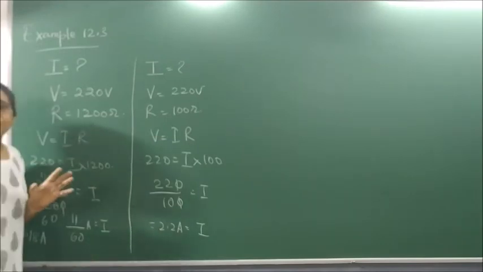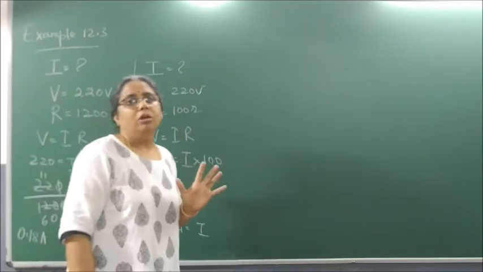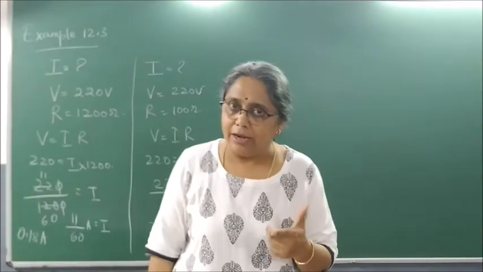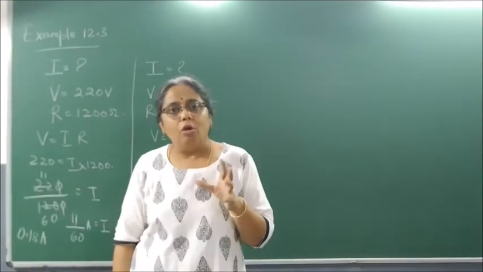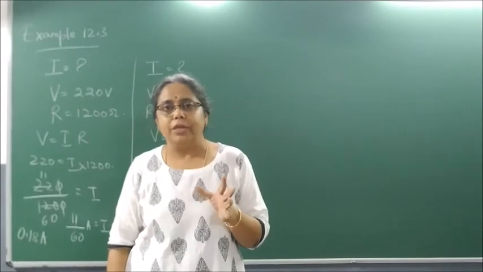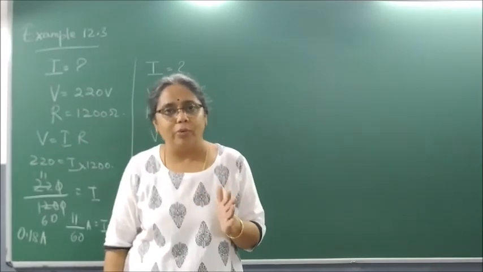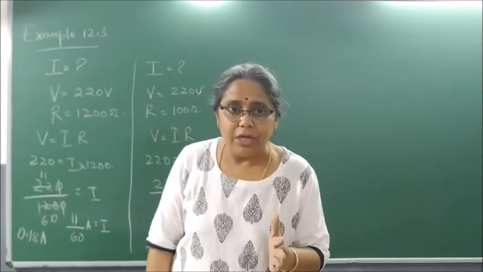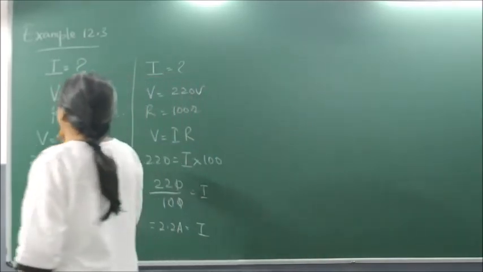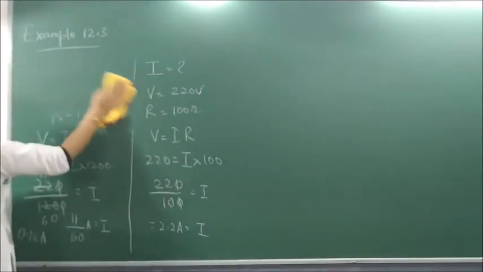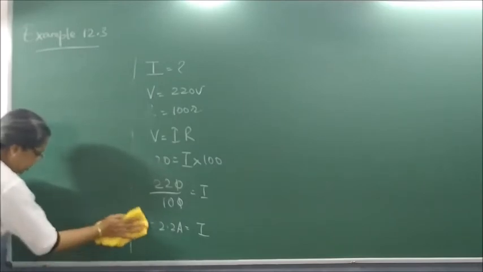In most of the problems of Ohm's law, you will be either given V and R and I will be asked, or two of the constituents will be given and one will be asked. You will always use the formula V is equal to IR. Now for the next example, which is example 12.4.